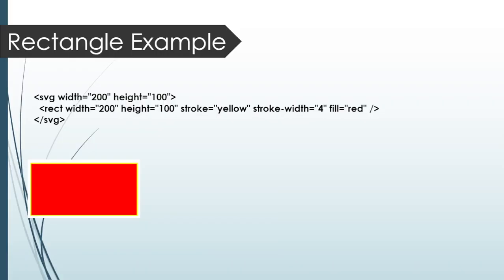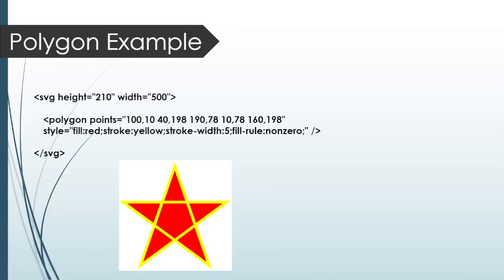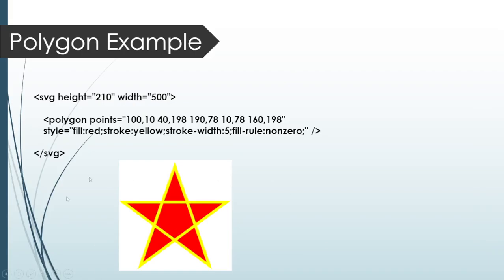So I hope everything is clear for you, and if you want to create a polygon, you can check this particular example. Remember one point: in case of a polygon, if you use the same points only, then you will be able to run the program. Otherwise it will not look like a polygon.